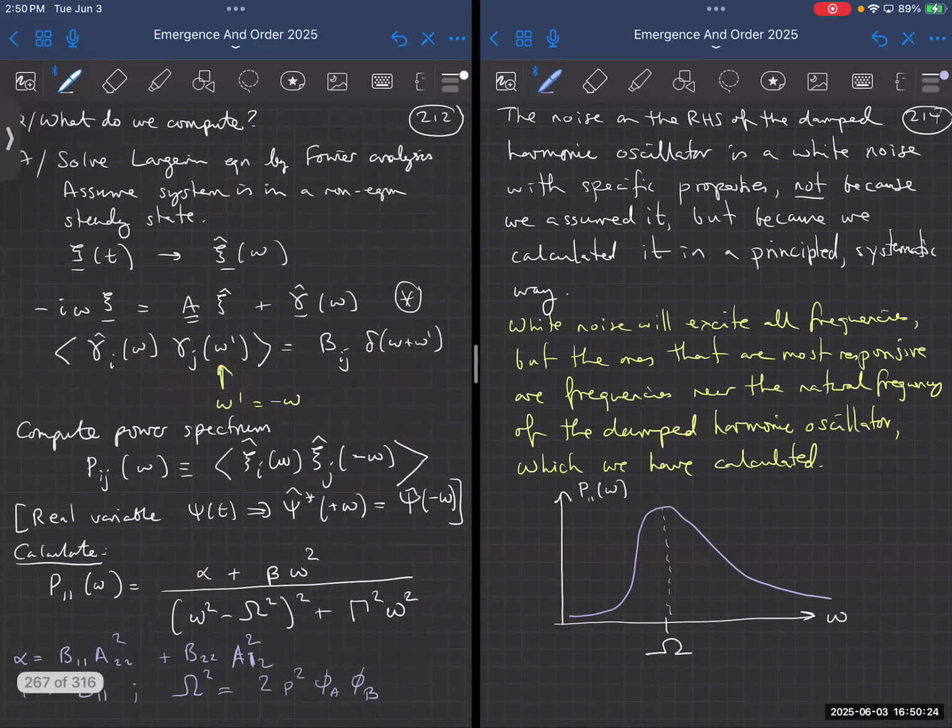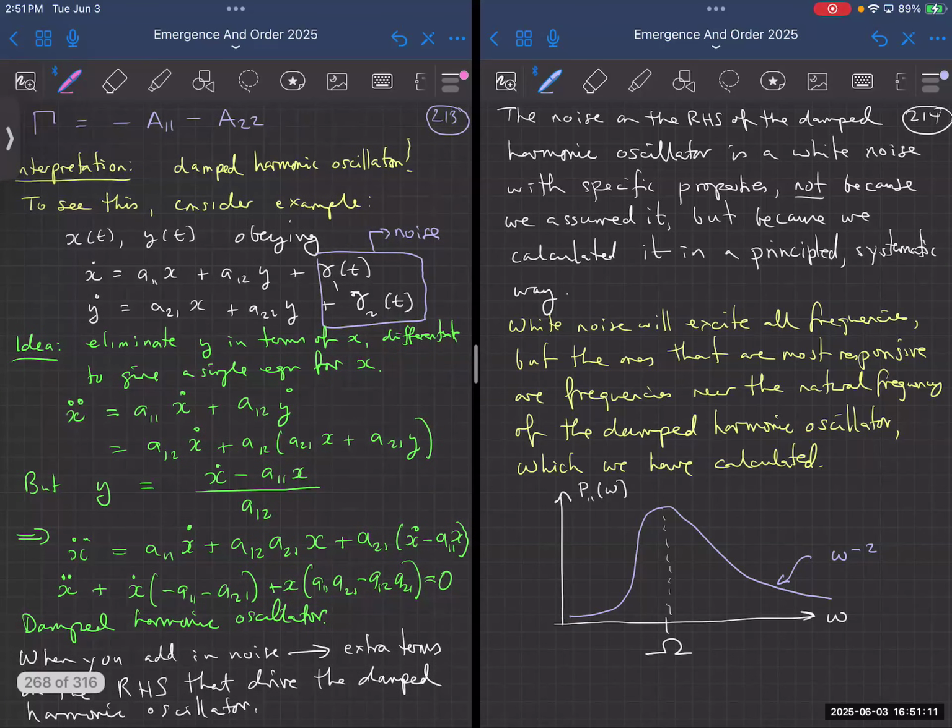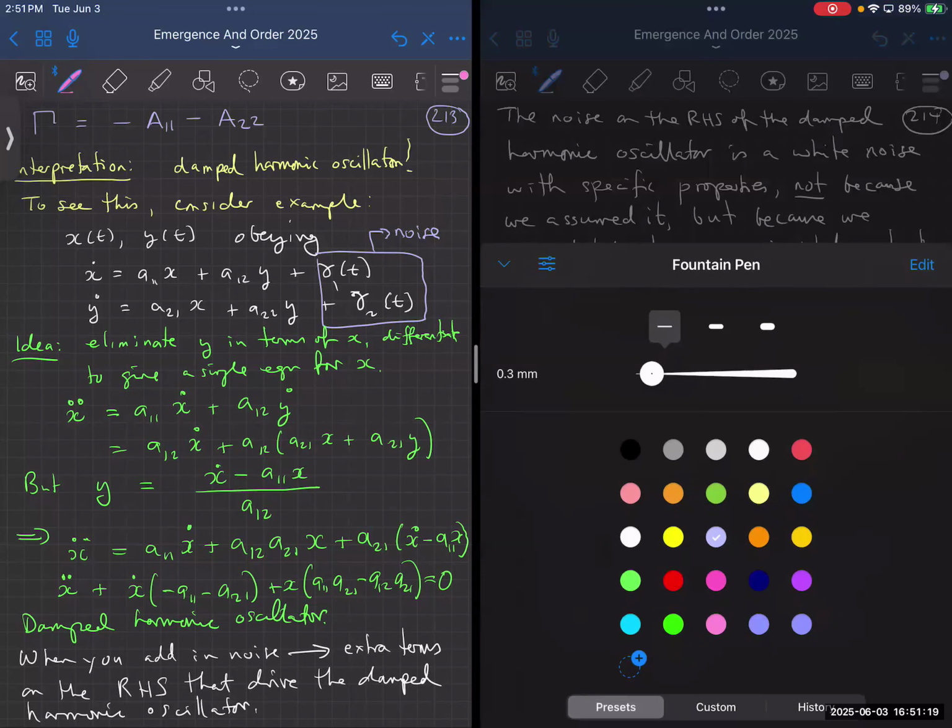And if you look at the formula that I have over here, this looks like alpha plus omega squared, divided by omega squared minus capital omega squared. So now you can see that this capital omega here is the natural frequency. You can see that this gamma here is the damping, and in the numerator it's omega squared. The denominator is omega squared squared, which is omega to the fourth. So what that means is that this tail over here is going to have an omega to the -2 tail. So there's a long range correlation in the power spectrum that you get from these number fluctuations. So this is the form of the power spectrum. So omega is the resonant frequency.